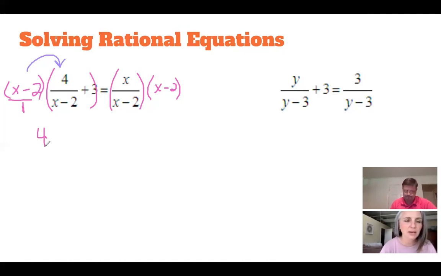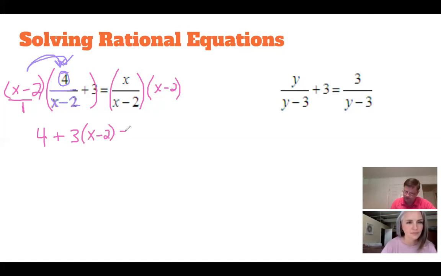Another way to think about it is right here you've got this multiplication by x minus 2, and right here you've got division by x minus 2. And we know that multiplication and division are inverse operations. They go bye-bye. That leaves you with that numerator 4. So then I would have to do 3 times that parenthesis, and that's why I put the parentheses in there, to make my life a little better.